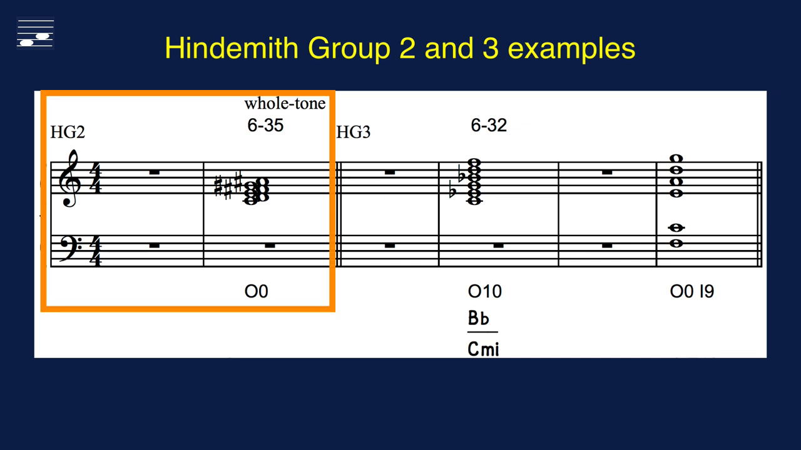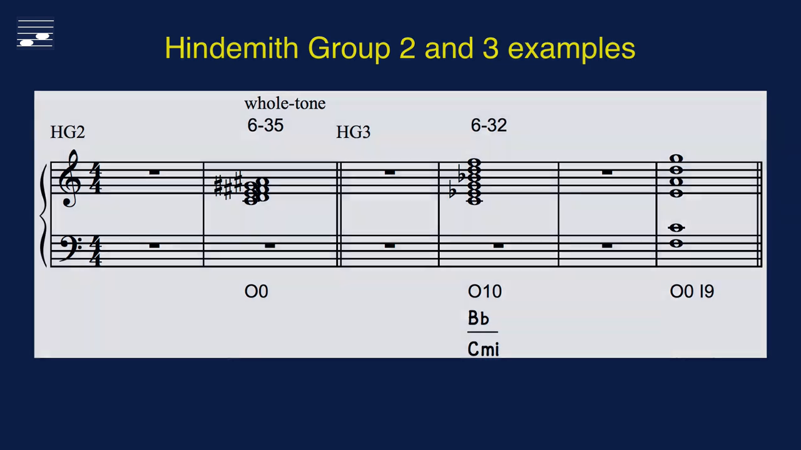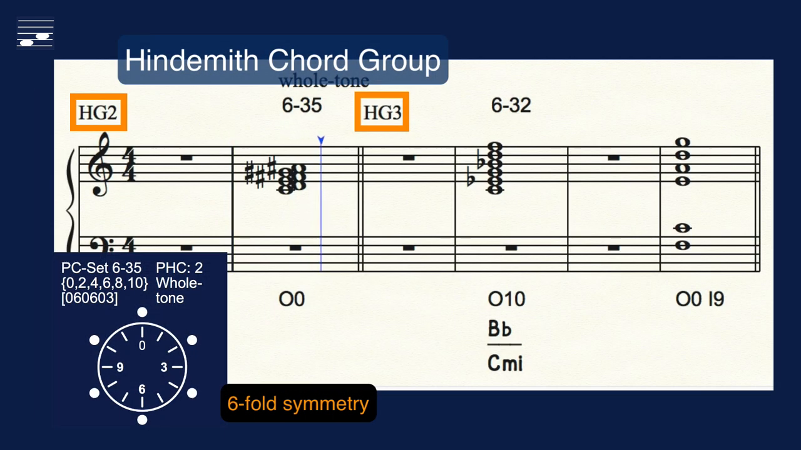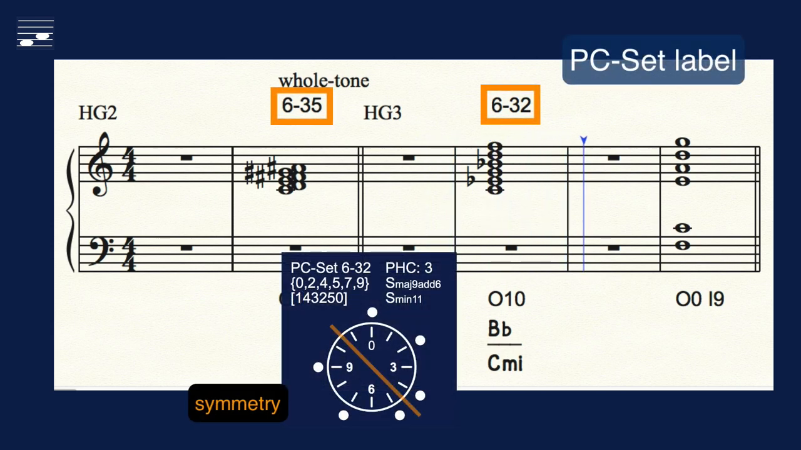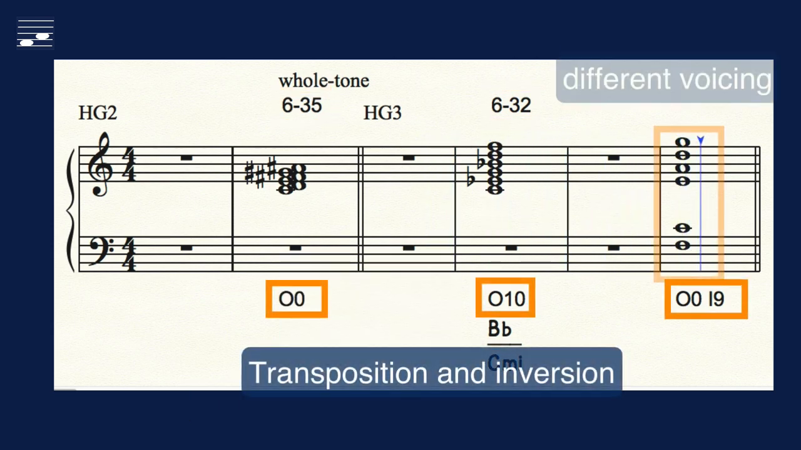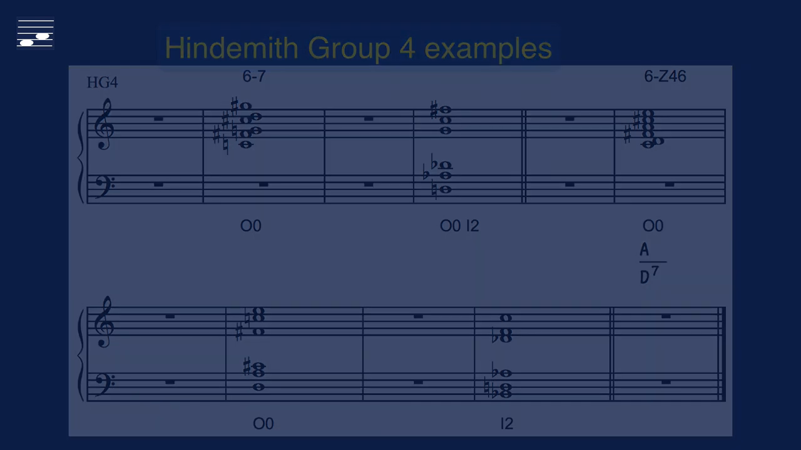There's the whole tone cluster in group 2 and the B-flat over C minor polychord in group 3. PC set labels are shown above the staff. His other 2 example chords are from the dissonant high tension level group 4. I present possible voicings for both original and inverted forms of the sets, as indicated below the staff. These have identical interval quality.